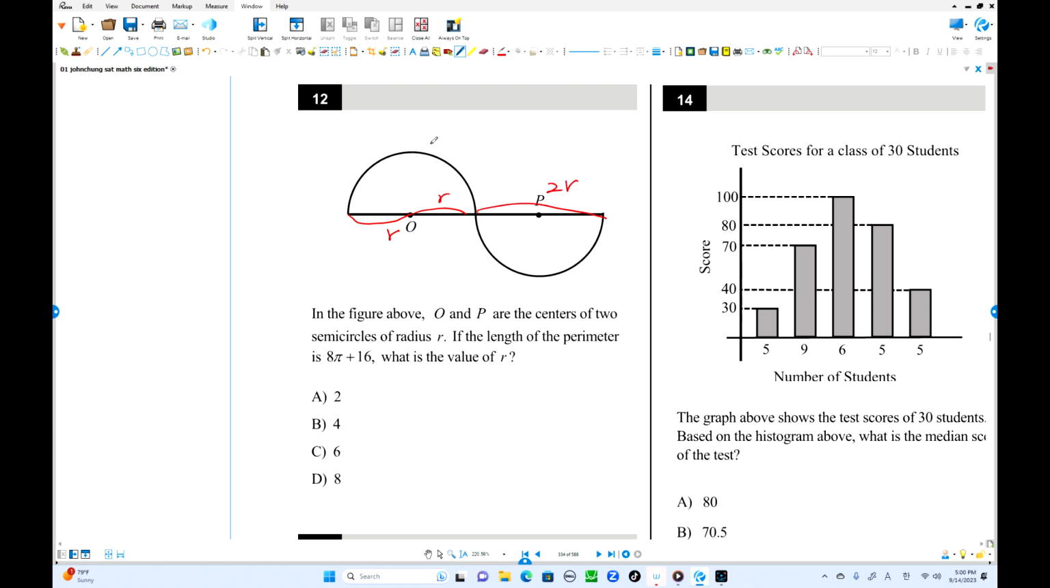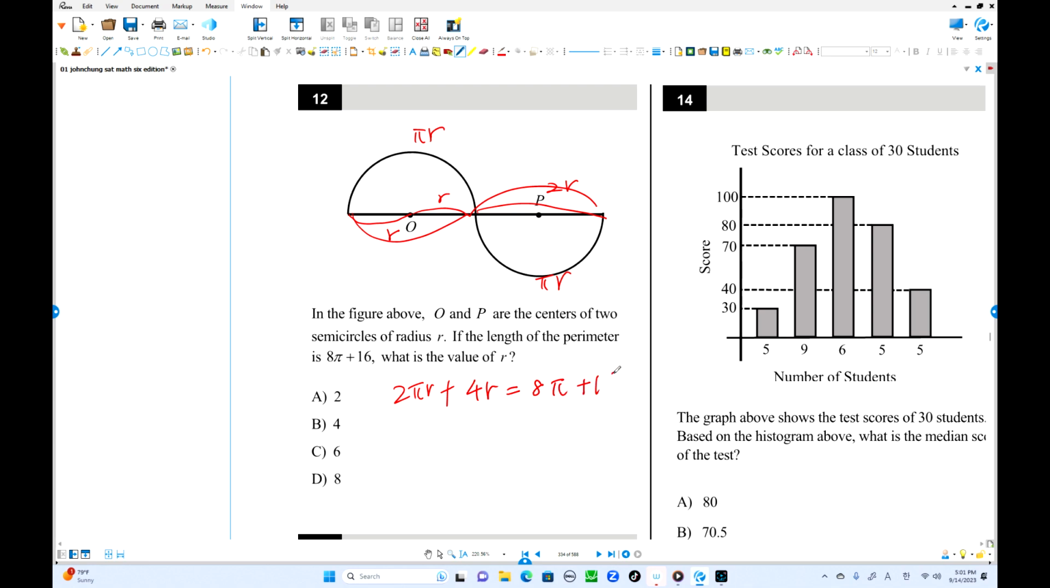2 pi R divided by 2 is pi R. That is the length of this arc of the semicircle, right? Another pi R there, okay? So the total is 2 pi R, and plus this also, the perimeter, right? 2R plus 2R is 4R. This should equal what?